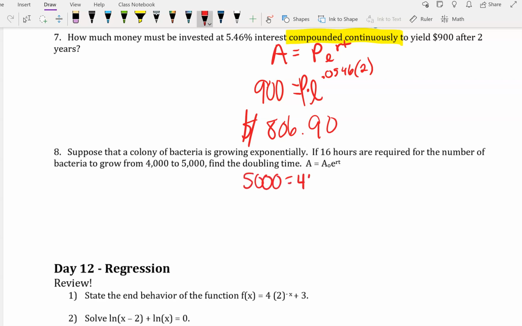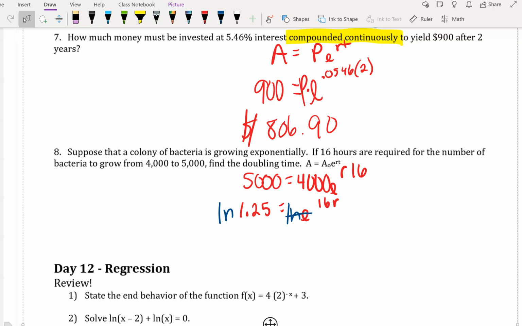We started with 4,000. E to the, they didn't tell us the rate, so we just put R, but the time they told us was 16 hours. So just make sure we remember our units are hours. All right, so I'm going to solve for what the rate is now. Sorry, that should be 4,000. So I'm going to divide both sides by 4,000. 5,000 divided by 4,000 should be 1.25 equals e to the 16r power. And then I natural log both sides to cancel out the e. And then I divide both sides by 16, and that'll give me the r.